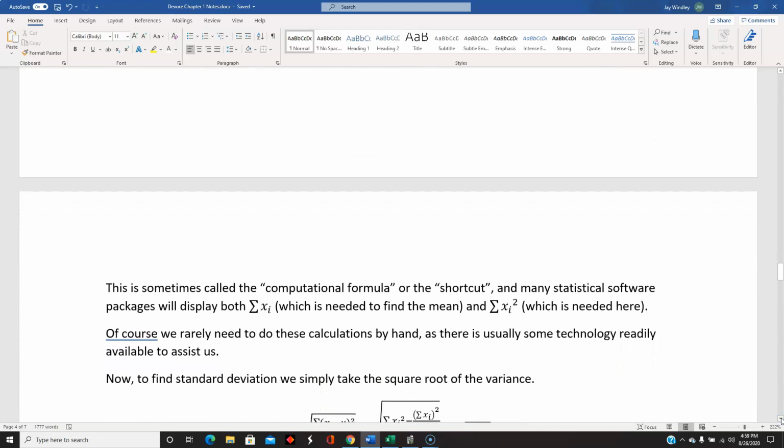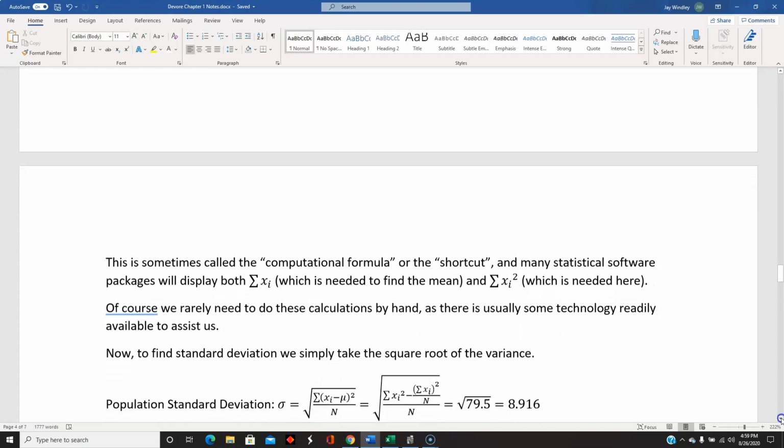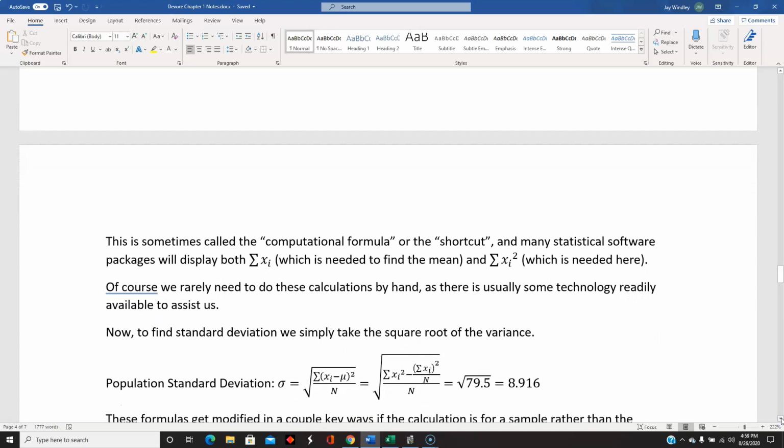Okay, so usually we don't have to do these calculations by hand because we usually have some kind of technology available to assist us. Then to find the standard deviation, all we have to do is take the square root of the variance. So the sigma squared now is just a sigma for standard deviation. And then this formula is exactly the same as what we had before, but all wrapped up in a square root sign. Or the computational formula all wrapped up in a square root sign.